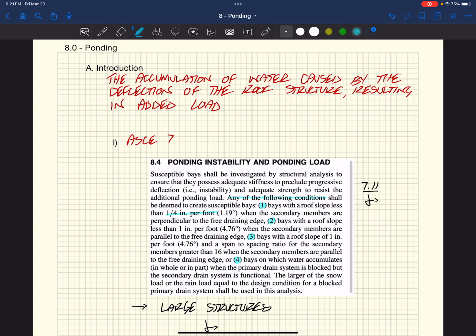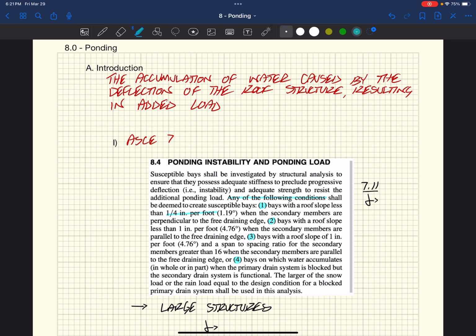And so you have to be careful about that. So then 3, bays with roof slope of 1 inch per foot and a span to spacing ratio for the secondary members greater than 16 when the secondary members are parallel to the free draining edge, right? So again, something you need to consider as you look at the layout.